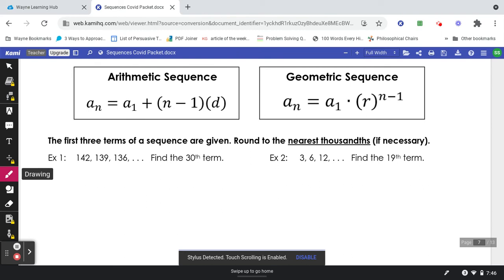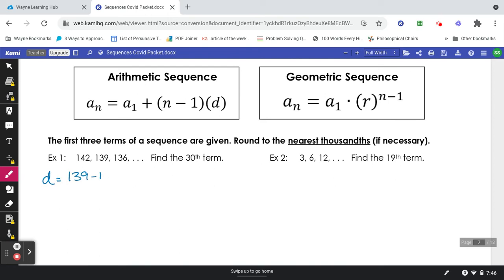So for example number 1, the first 3 terms are given. We want to round to the nearest thousandths place if necessary. So I notice at 142 to 139 to 136, it looks like it's jumping at a consistent rate of 3. So I think it's going to be arithmetic. I'm going to do 139 minus 142, the second term minus the first, to help me find the common difference of negative 3.